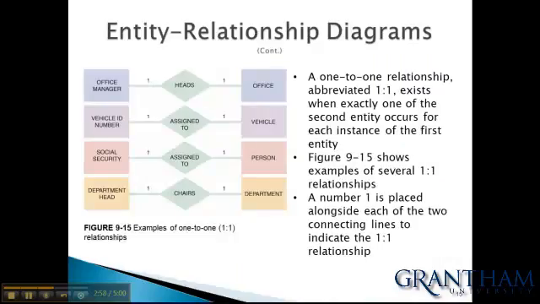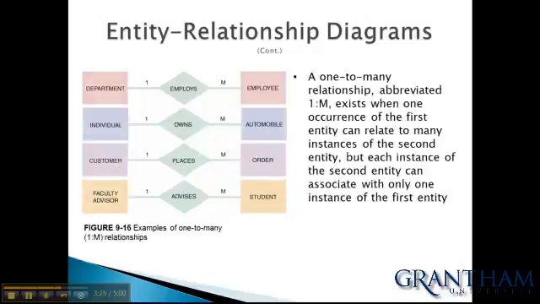A one-to-one relationship exists when exactly one of the second entity occurs for each instance of the first entity. As you see, figure 9.15 shows an example of a one-to-one relationship. In this instance, you'll see that one office manager can head only one office. One vehicle can be assigned only one vehicle ID number.